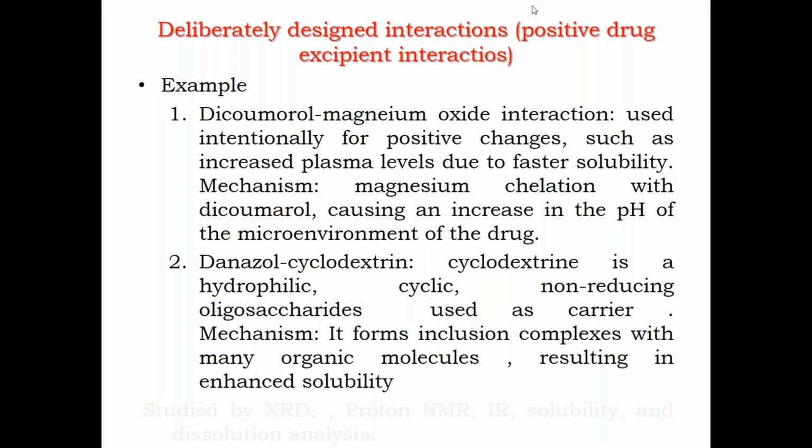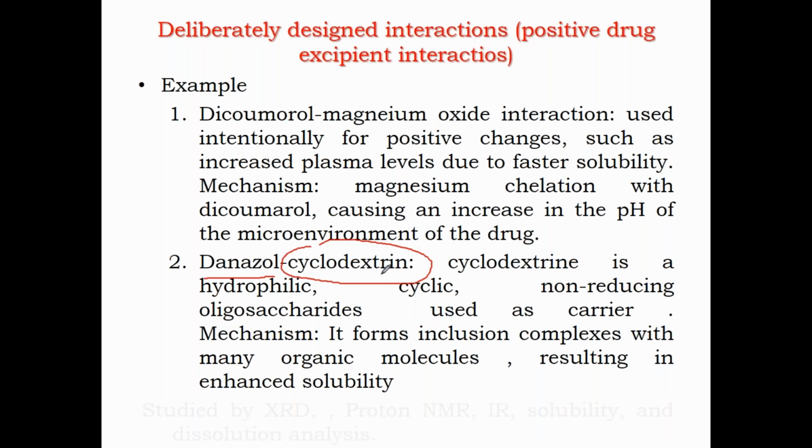Then maybe the second example is a common one which you know, where they use the cyclodextrin complex, the formation of this drug cyclodextrin complex. Danazol may be one of the drug examples. If you can't remember the drug, it's fine. You can say complex formation between the drug and cyclodextrin, and the cyclodextrin is an excipient.